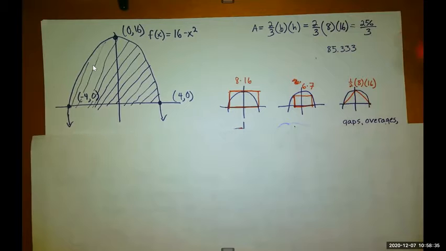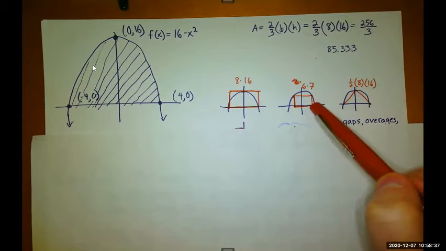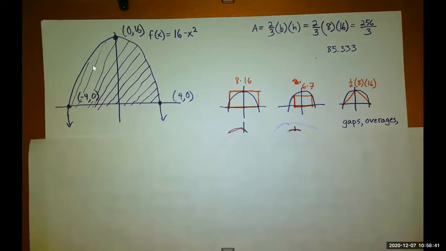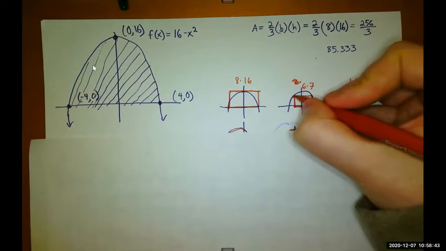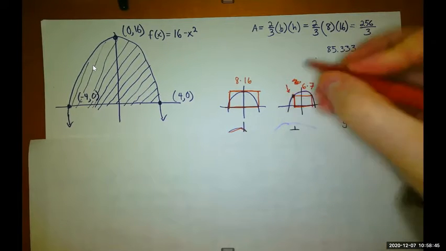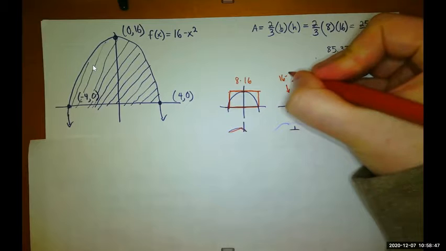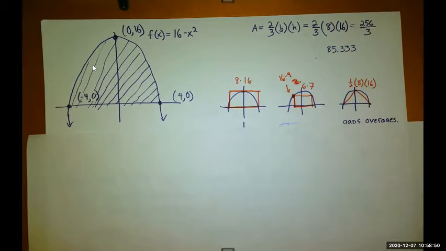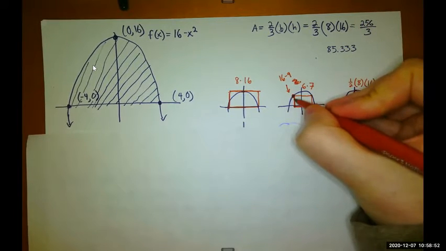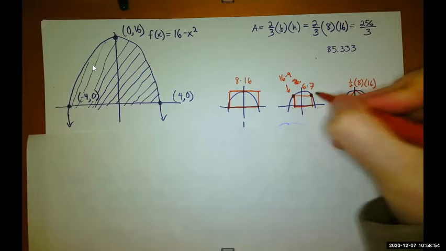Some of you might have just done a rectangle inside. So I did it from -3 to 3, and that's going to be 6 units. And then to get the height here, I did 16 minus 9. Why 16 minus 9, you say? Well, because this point is on the curve.